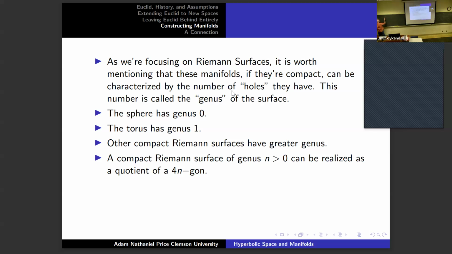So I'm going to start with the octagon. Then what I'm going to do is identify this edge with this edge, this edge with this edge, this edge with this edge, and this edge with this edge. So we wrap this side and this side, and that gives us a shape that looks a bit like this.